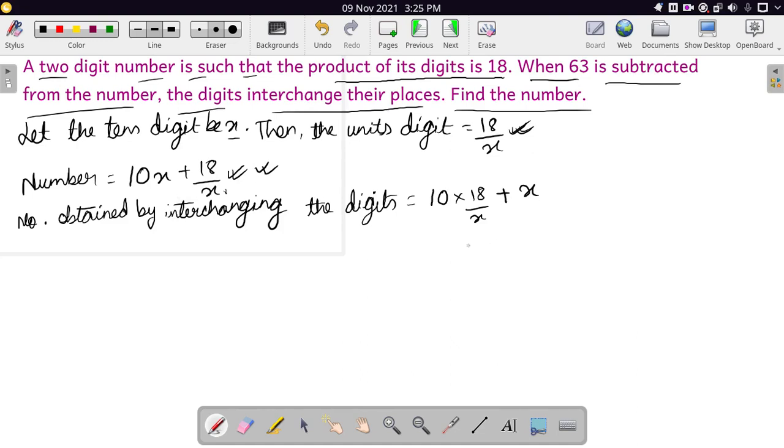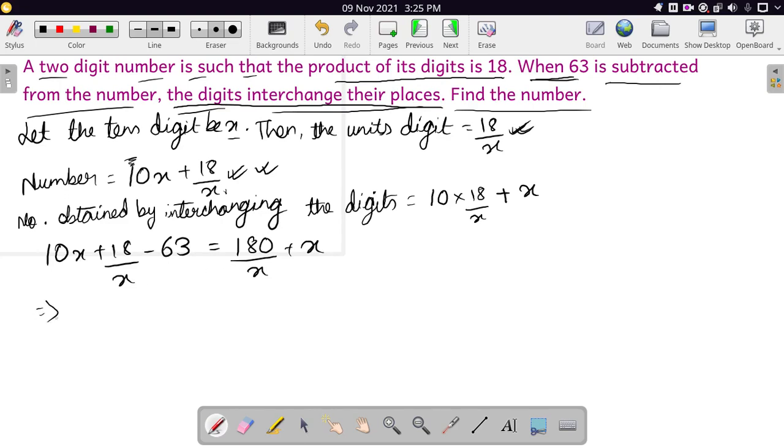Now we need to formulate an equation. How do we formulate an equation? We follow the second sentence. When 63 is subtracted from the number, not the new number, the initial number, so 10x plus 18 by x minus 63. This is equal to what? This is equal to the new number, because it says that the digits interchange their places. So this is equal to the interchanged number, that is 180 by x plus x. This is our interchanged number, right?